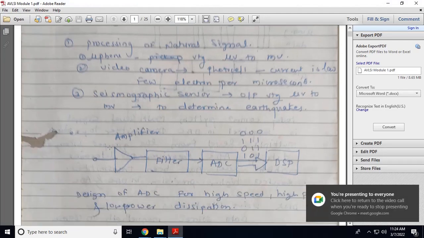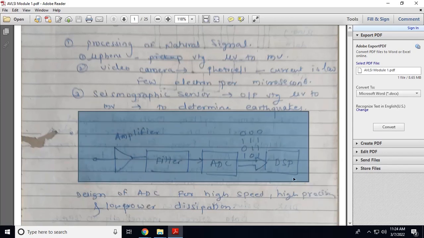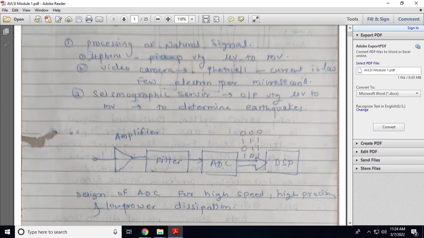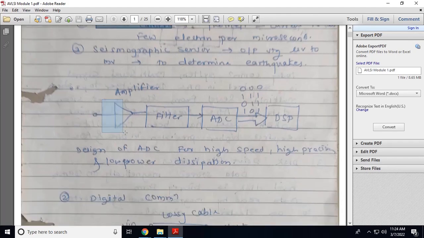See the diagram. This is an analog design. What is the necessity of CMOS analog design? We discussed the examples of microphone, video camera, and seismographic sensor. So we have to design the amplifier.